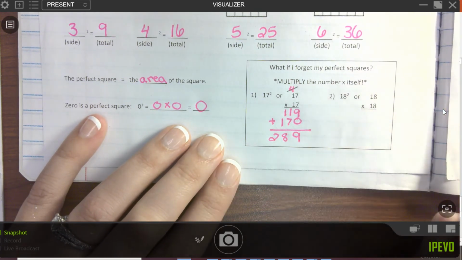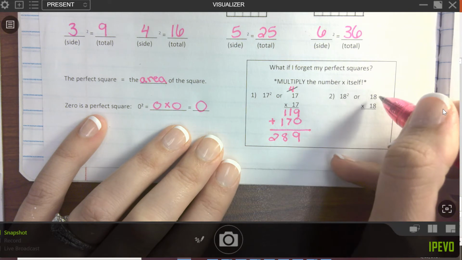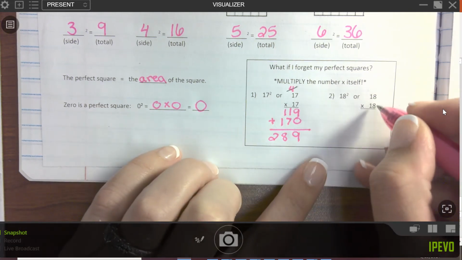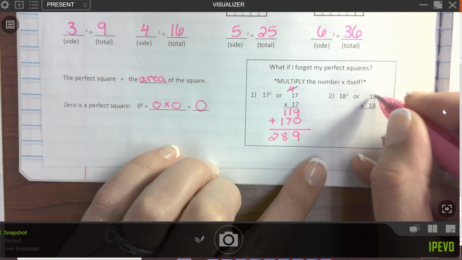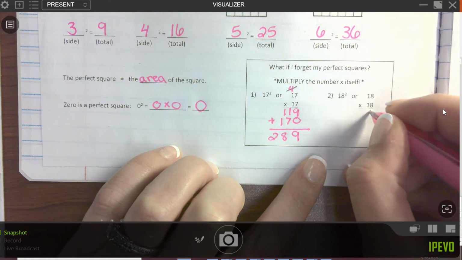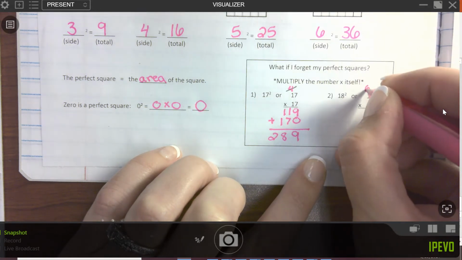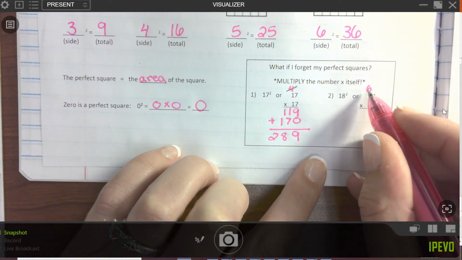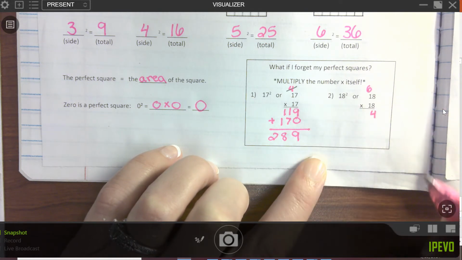And the same idea for 18 squared. 18 squared means 18 times 18. So I'll do the same thing. I'll multiply the ones column here. So 8 times 8 would give me 64. Write the 4, carry the 6. Now I multiply that 8 times the 1, which is 8, plus that 6 I carried would give me 14.